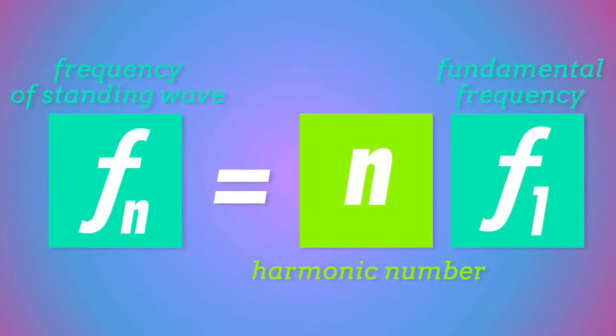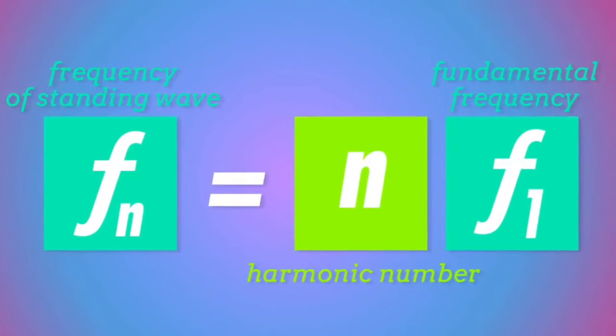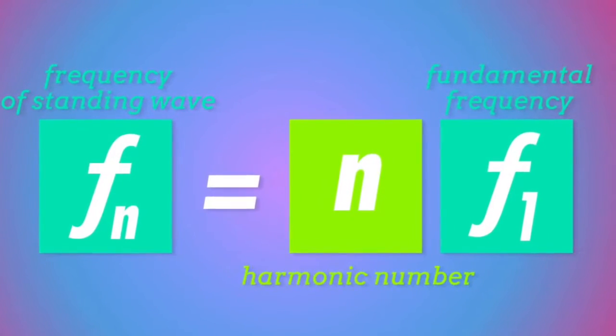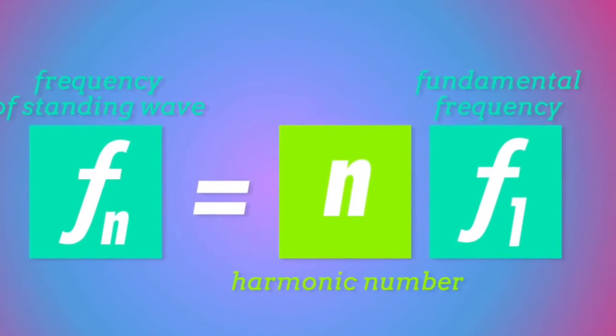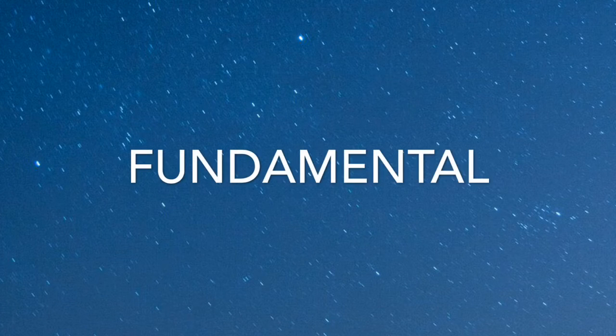For the math analysis, this is the formula I chose. The frequency of a standing wave with two fixed ends will be equal to the number of the harmonic times the fundamental frequency. The fundamental is the first harmonic. It is the most basic kind of standing wave. It has the fewest nodes and antinodes.